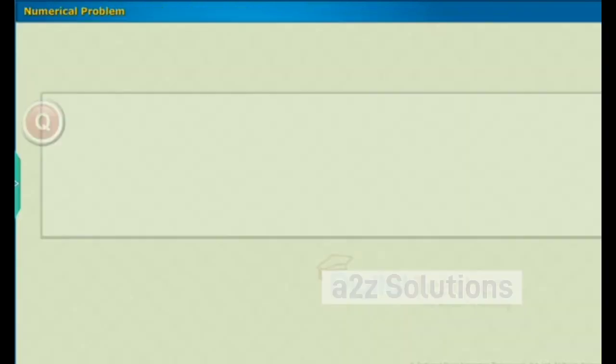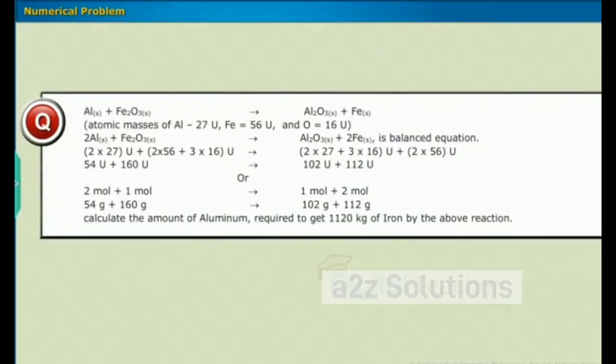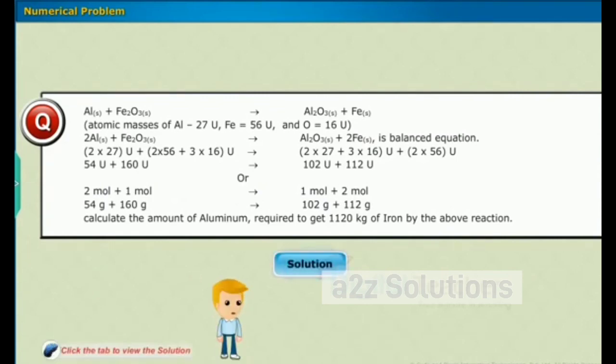Numerical problem. Calculate the amount of aluminum required to get 1120 kg of iron by the above reaction. Click the tab to view solution.